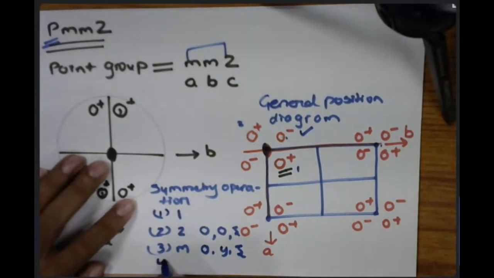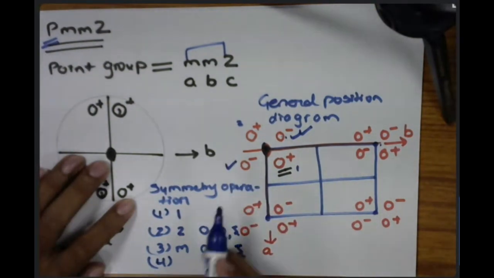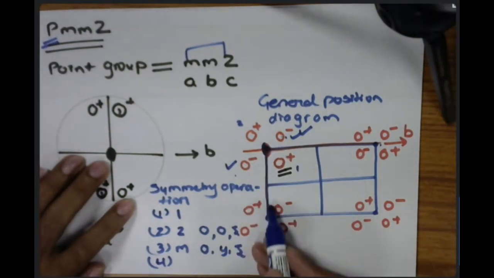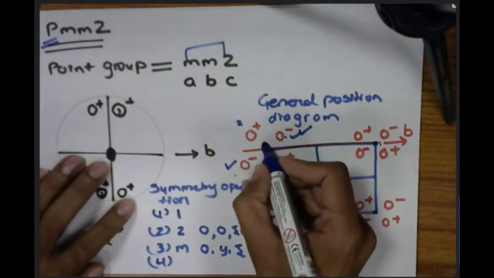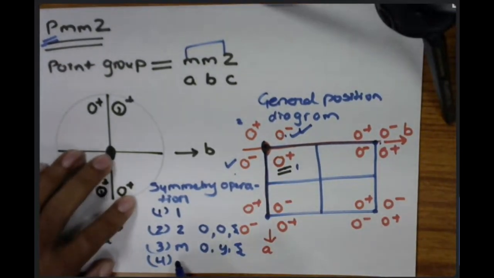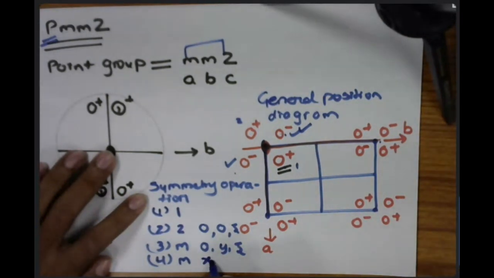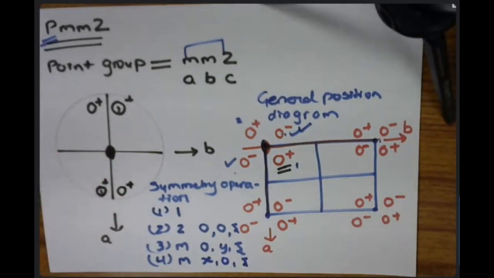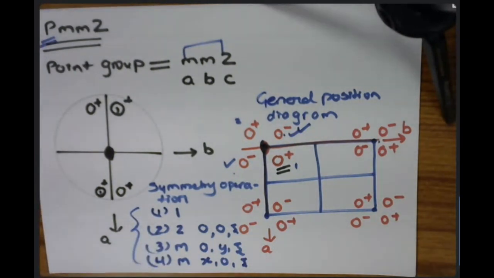And fourth, this point we have generated. Now what about this particular point? This point can be generated from this first point by the mirror perpendicular to the b axis. So this mirror. We can write them as there is a mirror, but the location of the mirror, since it is perpendicular to the b axis, we'll write that it can take any value in x, any value in z, but zero will be along y. And this is how one can write the symmetry operation for PMM2.